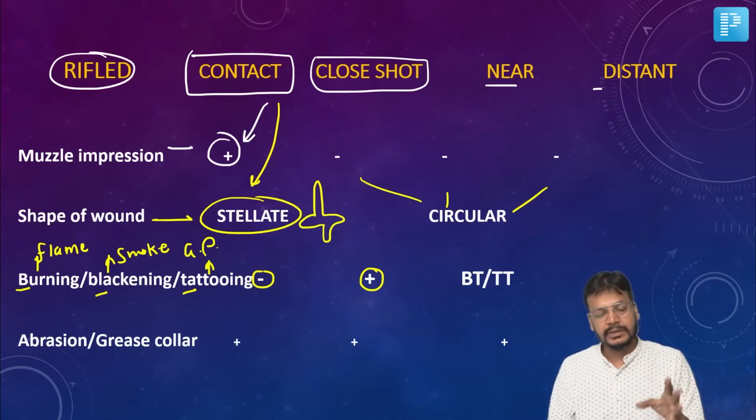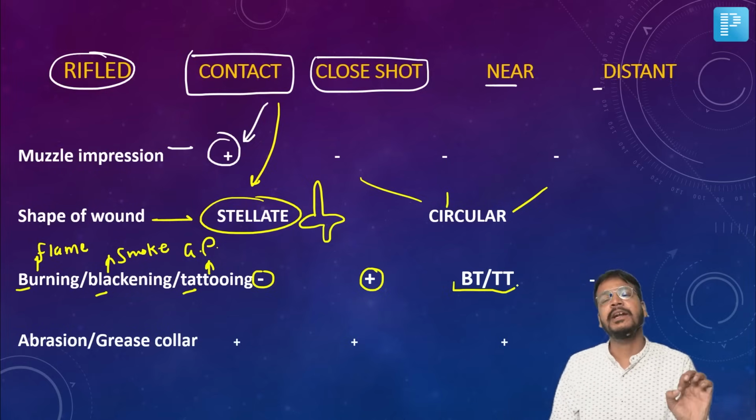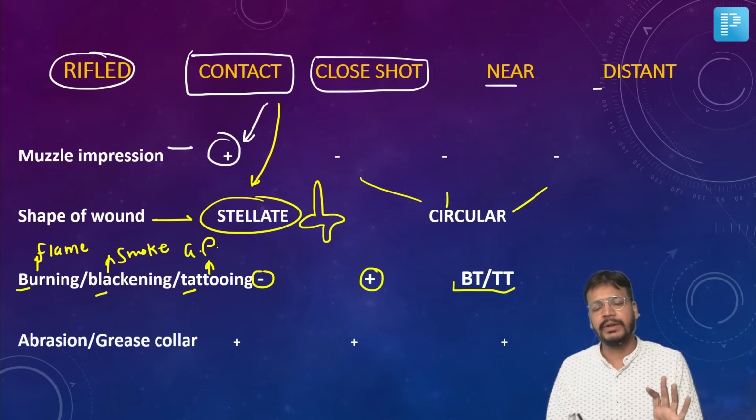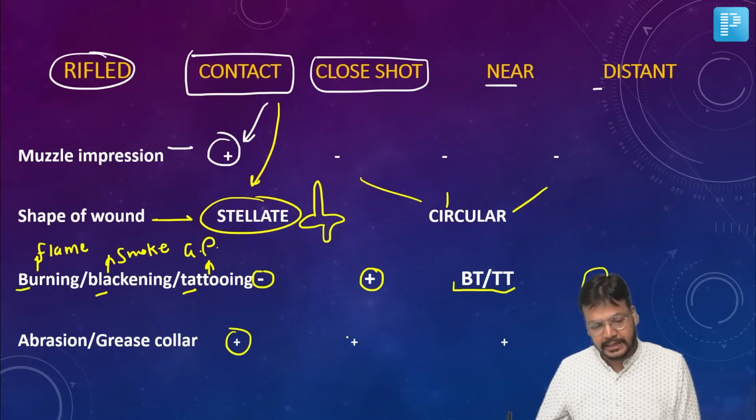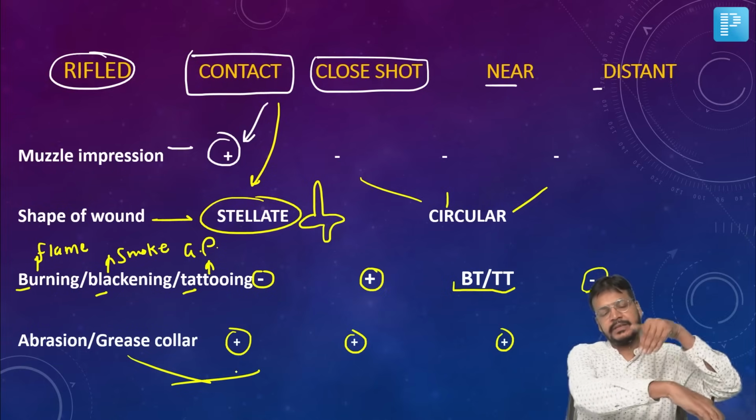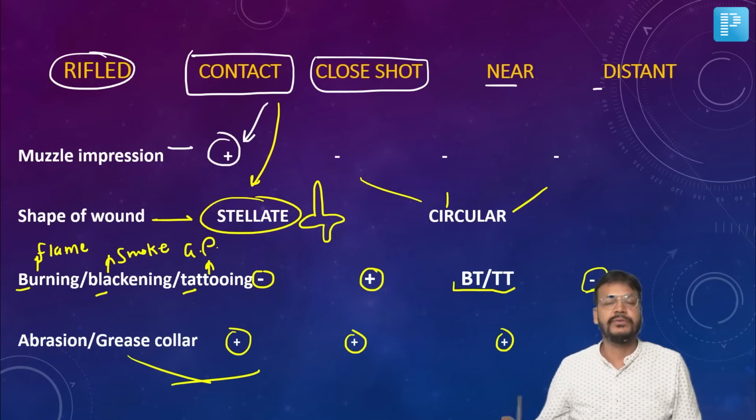So these three are present in close shot, only blackening and tattooing, or sometimes only tattooing, in near shot, and in distant shot, all three are absent. Abrasion and grease collar are because of the entry wound, like if something strikes, so these are present in all four.